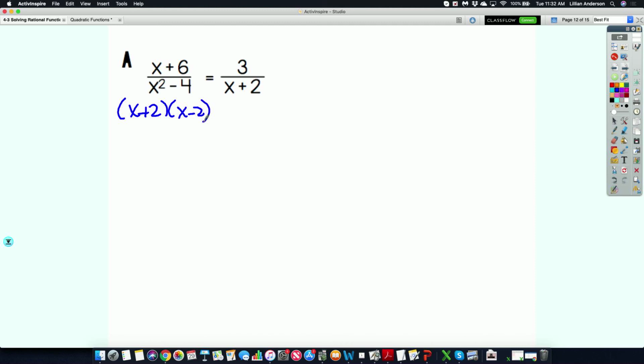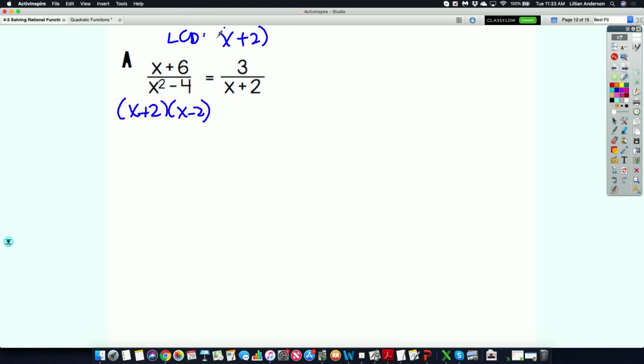The lowest common denominator in these cases is basically like what they have in common, right? So this denominator has an x plus 2 and an x minus 2, right? This one only has an x plus 2. But in order for it to be a common denominator, they both have to have the exact same thing. What would be my lowest common denominator here? X plus 1.